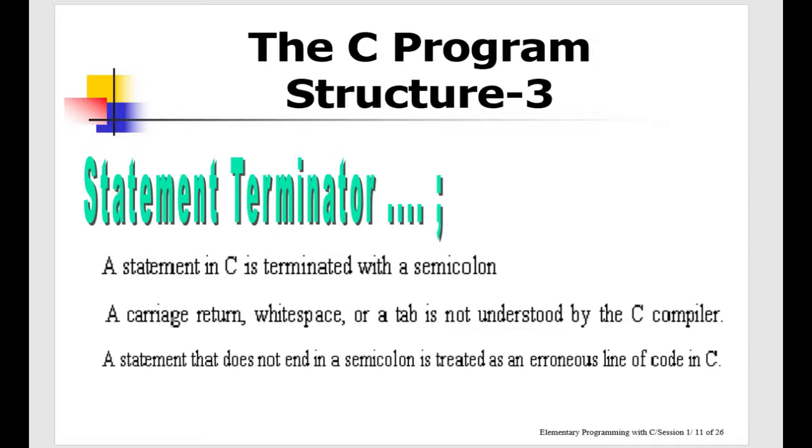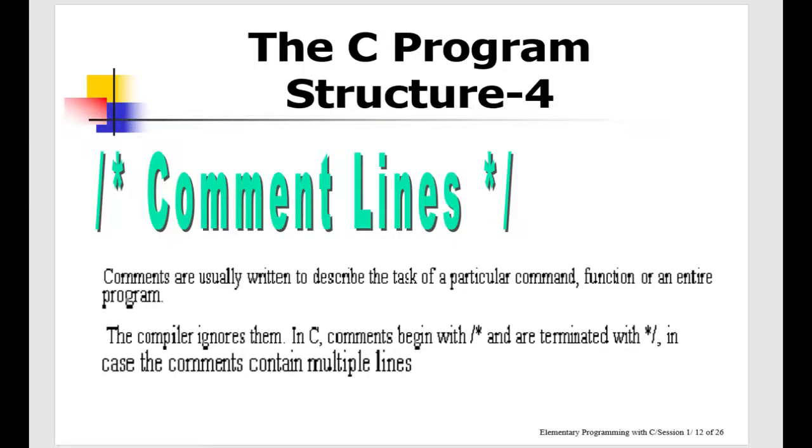A statement which does not end in a semicolon is treated as an erroneous line of code in the C programming language. We also have comments, which are usually written to describe the task of a particular command, function, or the entire program. The C compiler ignores them. In C, multi-line comments, which is what you're seeing here, start with a forward slash and then an asterisk, then you write your several lines, and after that we have an asterisk and then a forward slash.